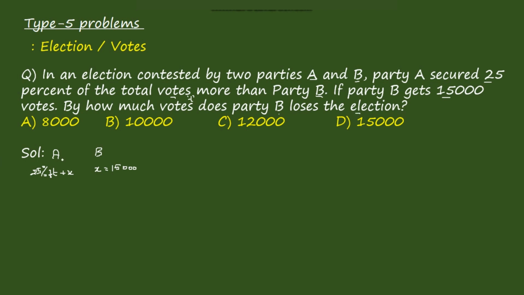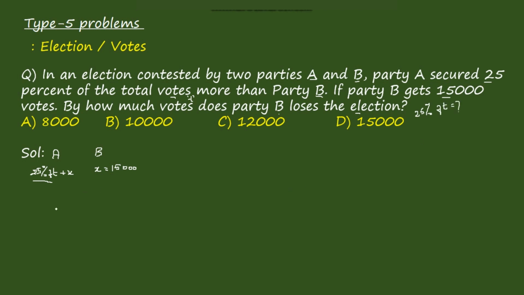See here, A and B are in the election, and B is losing by how much? Both of them are getting X votes, but B did not get 25% of T. So how much B has lost is 25% of total votes. So we have to find the value of 25% of T.